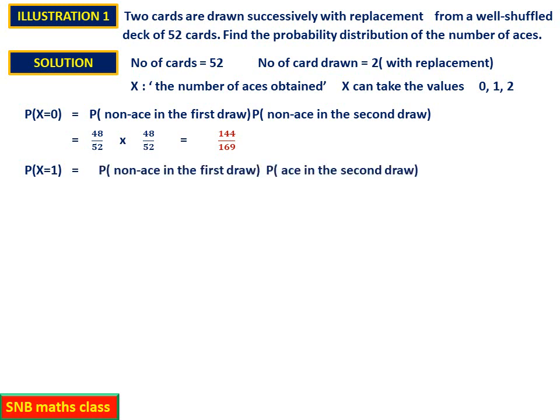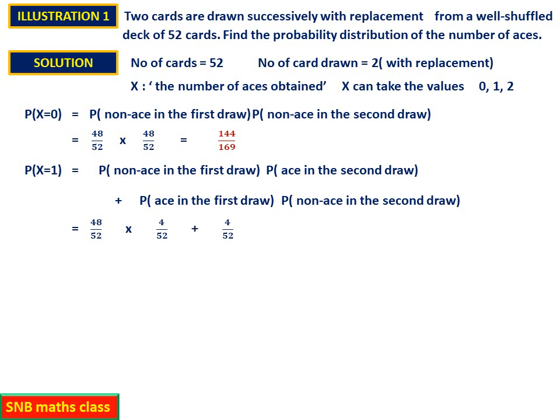Probability of non-ace in the first draw and ace in the second draw, or it can be the other way also: ace in the first draw and non-ace in the second draw. This will be equal to, non-ace means once again 48 by 52, into ace means 4 by 52, plus the second one, just the reverse, 4 by 52 into 48 by 52. When you simplify, you get 24 by 169.